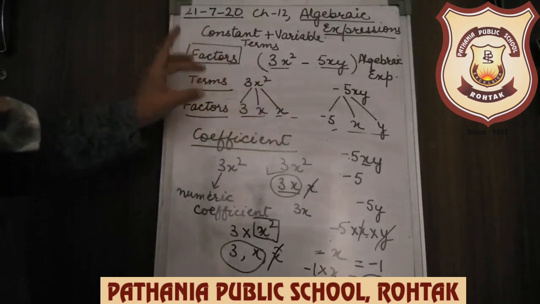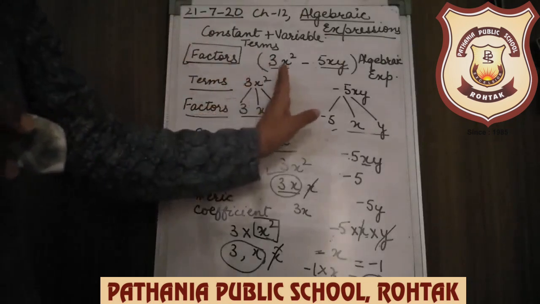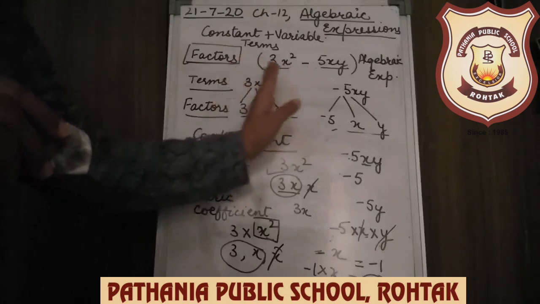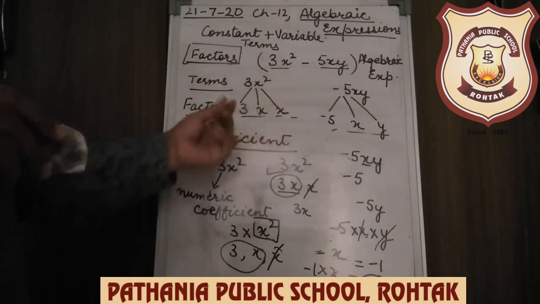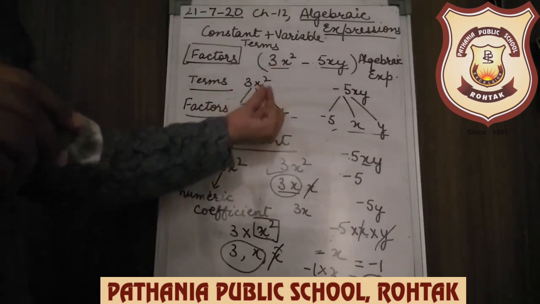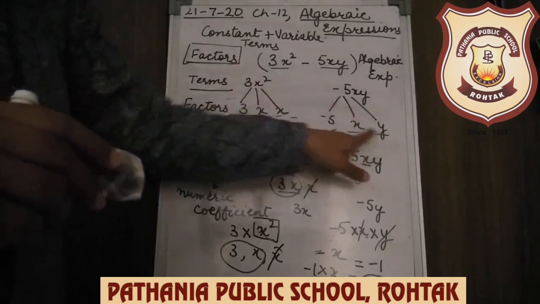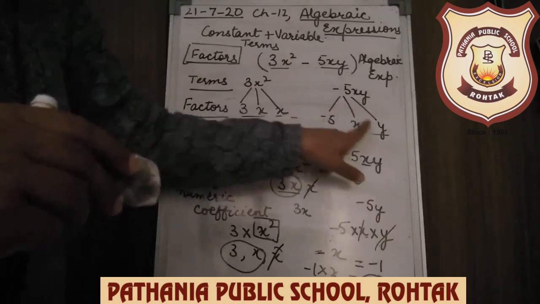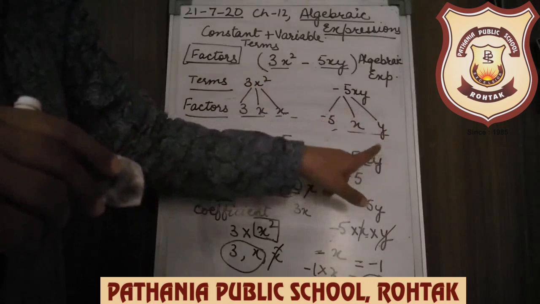Suppose I ask for x, you have to write the coefficient. So keep aside that for which they have asked, and what are the leftover factors? 3x. Don't write it separately, write 3x is the coefficient of x. Coefficient of y, minus 5x. Coefficient of x, minus 5y. And coefficient of minus 5, xy.